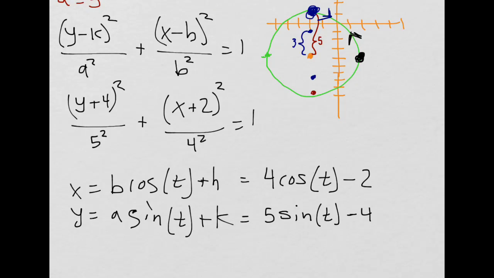But also remember, we should define a t value, 0 less than or equal to t, less than or equal to 2 pi. Just one trip around the unit circle. Sweet!